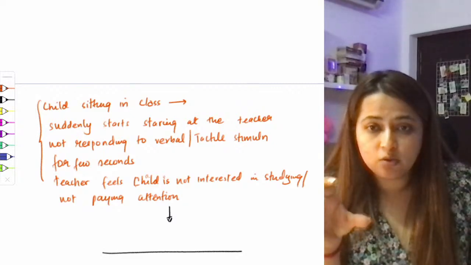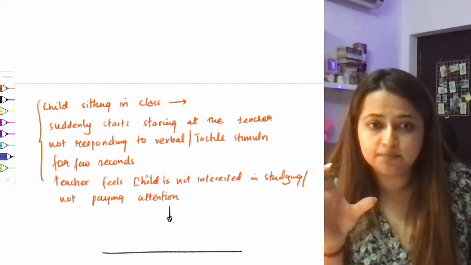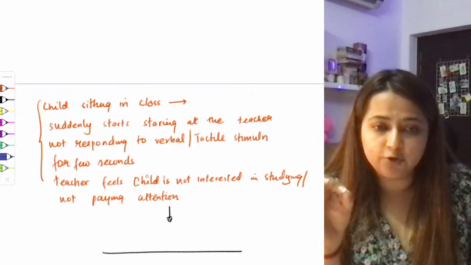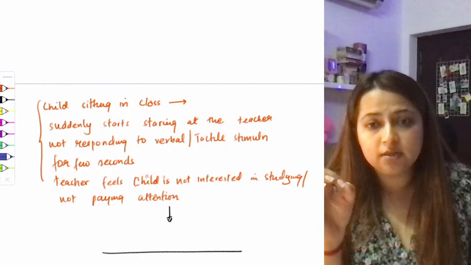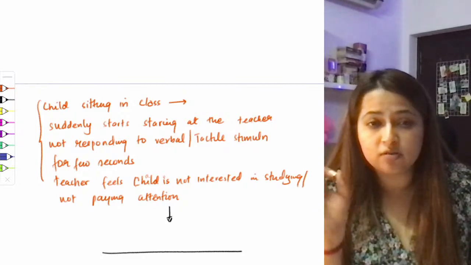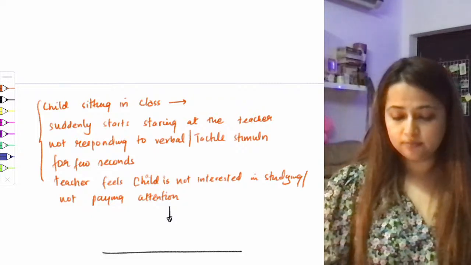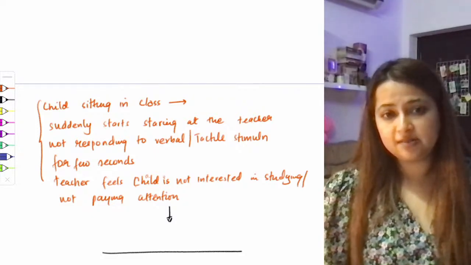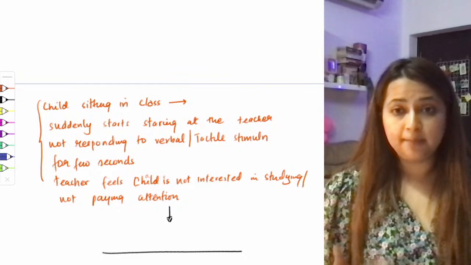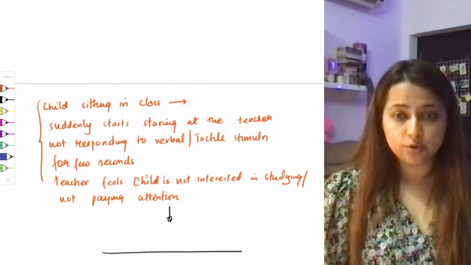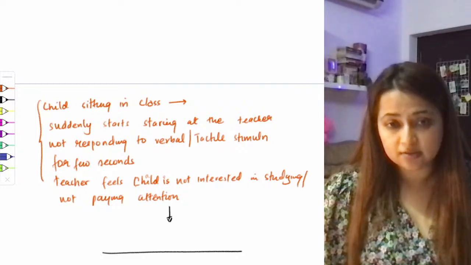Now, this happens usually in children less than 10 years, and the episode lasts for around 10 to 20 seconds. The patients who are having absence seizures are not responding to either verbal or tactile stimulation. And usually, how the parents get to know is that the teacher complains that the child is not attentive in the class. The teacher is actually not knowing that the child is having absence seizure.